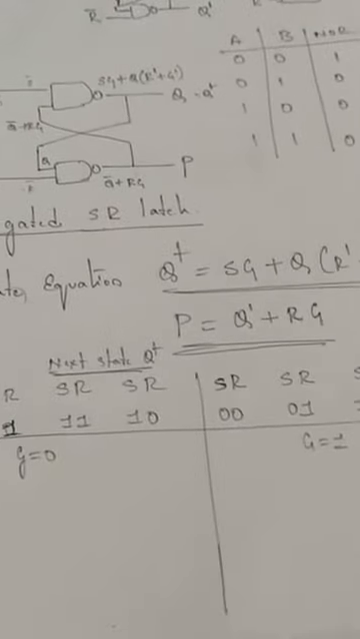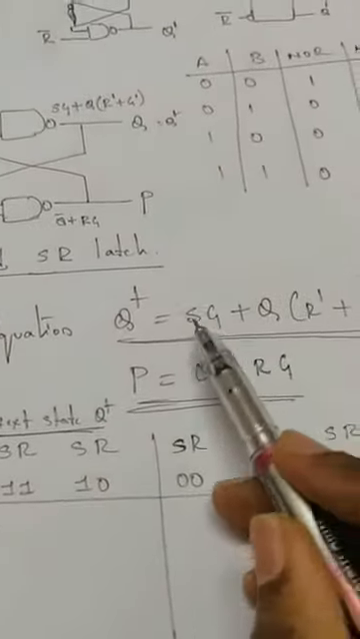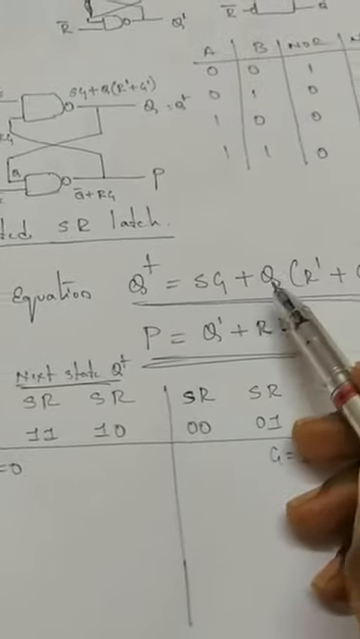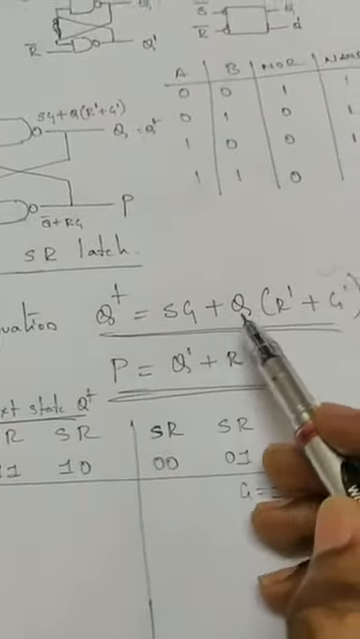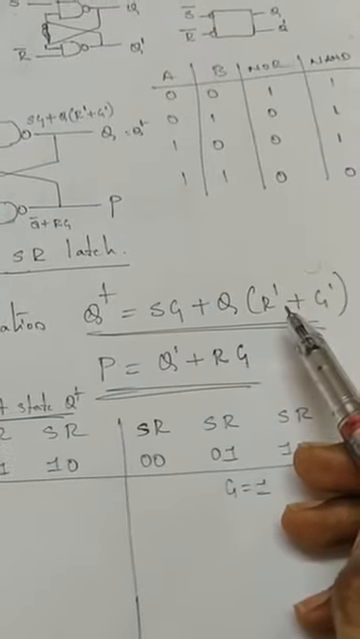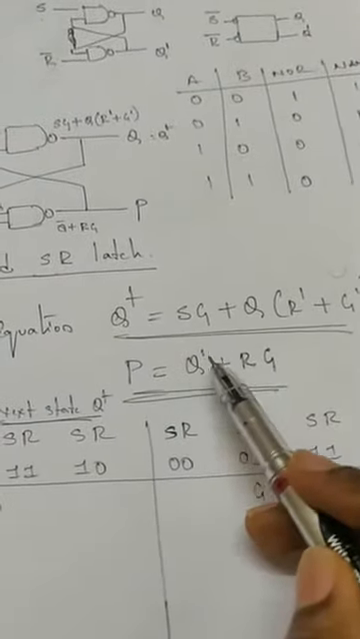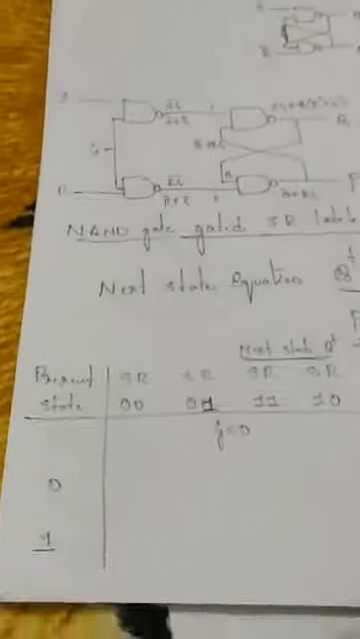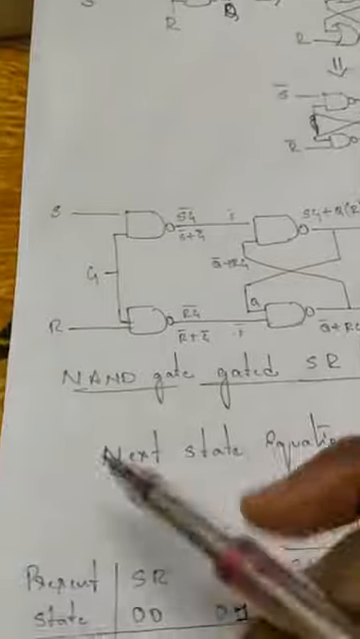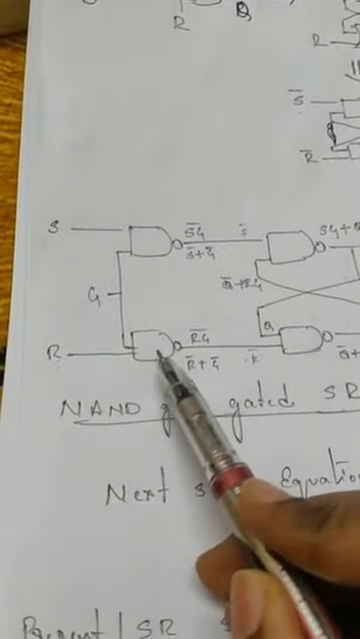So let me explain how we got this equation. Q plus is equal to Sg plus Q into R bar plus G bar, P is equal to Q bar plus Rg. Okay, so first look at this expression. Let me take from downwards.